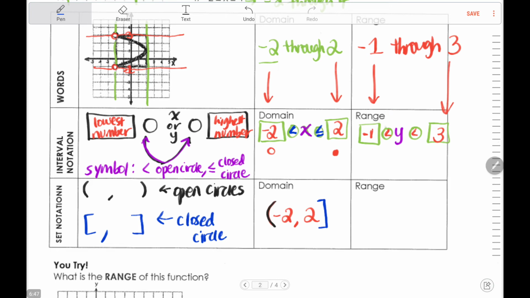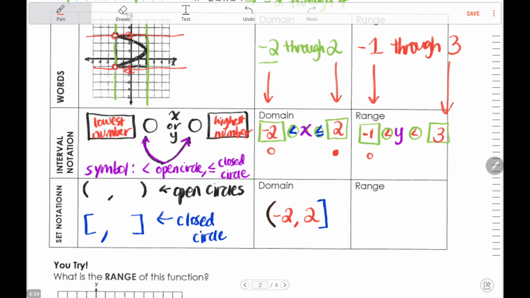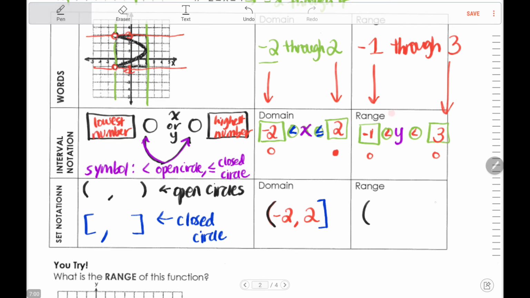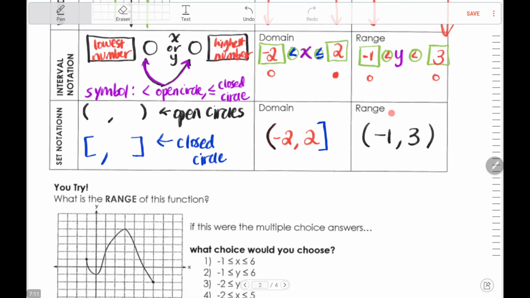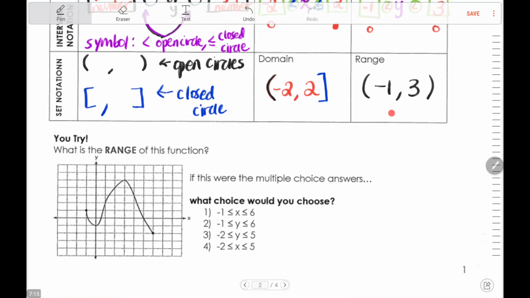For range, if we look at -1 and 3, we just said that both of those were open circles. Let me draw this sketch here so we know. That means we are using parentheses on both ends, and we're listing -1, 3. Parentheses indicate open circle. Great. Now go ahead and try the example on the bottom. Which multiple choice answer makes the most sense? Notice how we are talking about the range.